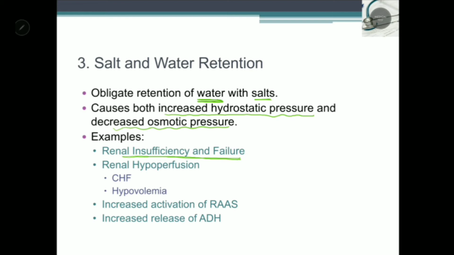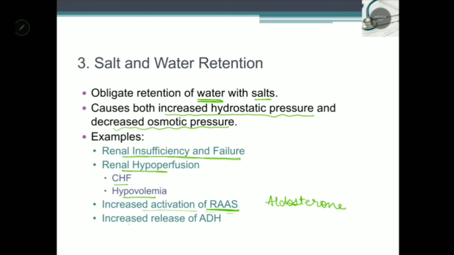leading to edema. It can be in renal hypoperfusion, which is seen in congestive heart failure or hypovolemia. It can be seen in increased activation of the renin-angiotensin-aldosterone system. If you know aldosterone, it is responsible for increased retention of salt and water in our body. So if there is increased activation of this system, it leads to increased retention.